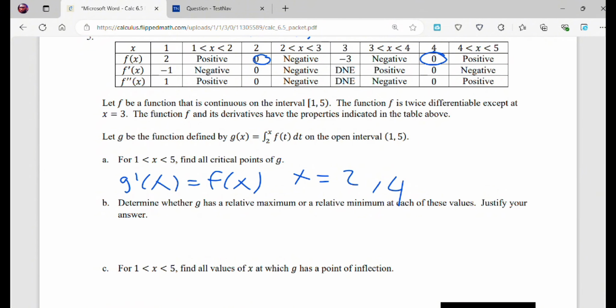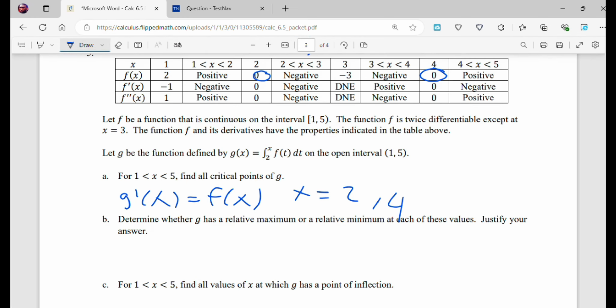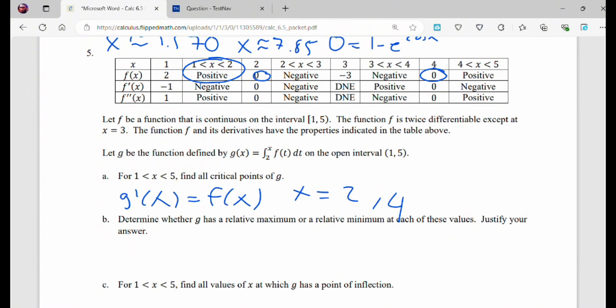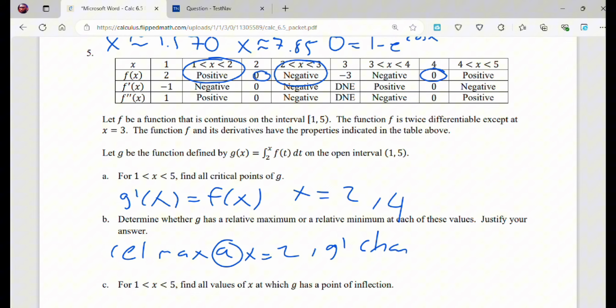So at x equals 2, from the left, right here from the left, this is the values from the left. So it goes from positive to, right here, the values on the right, negative. So we have a relative maximum at x equals 2. And then we're going to say g prime changes signs positive to negative.